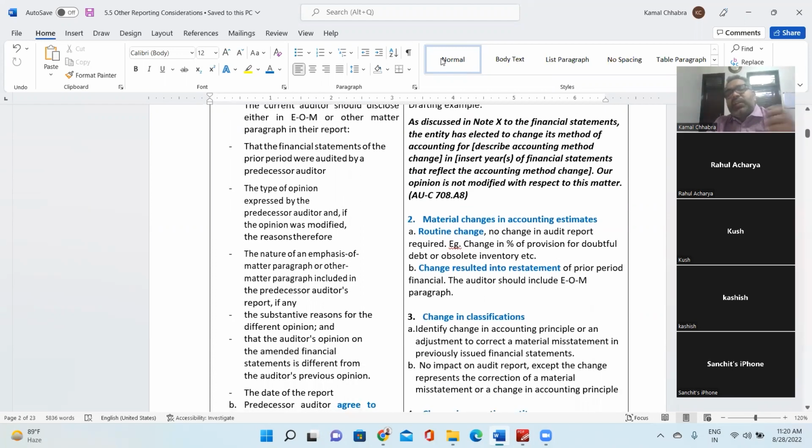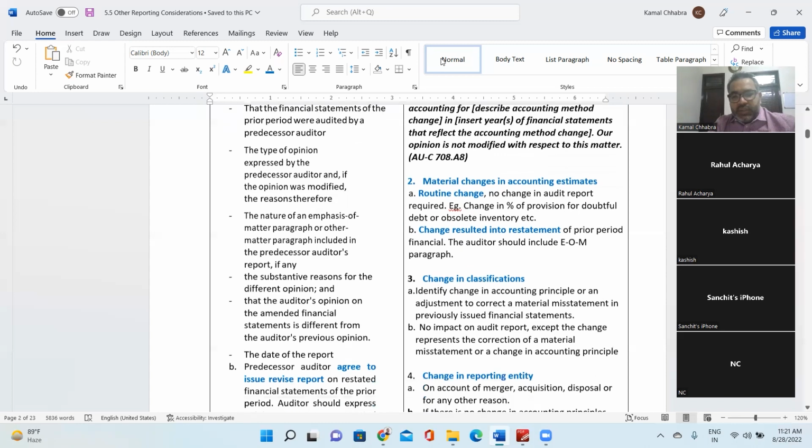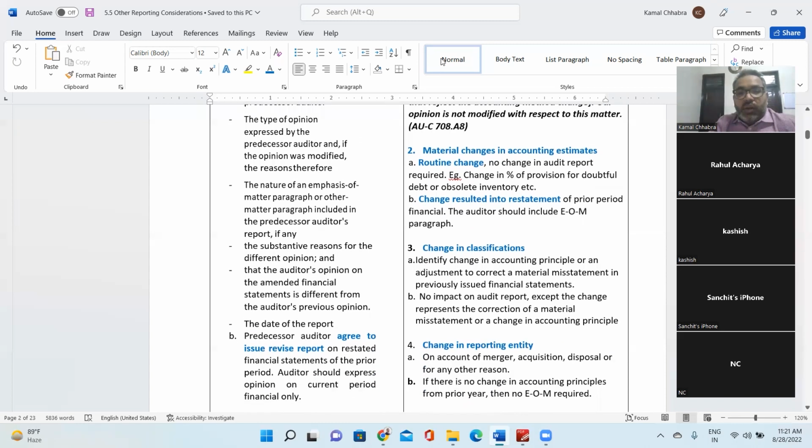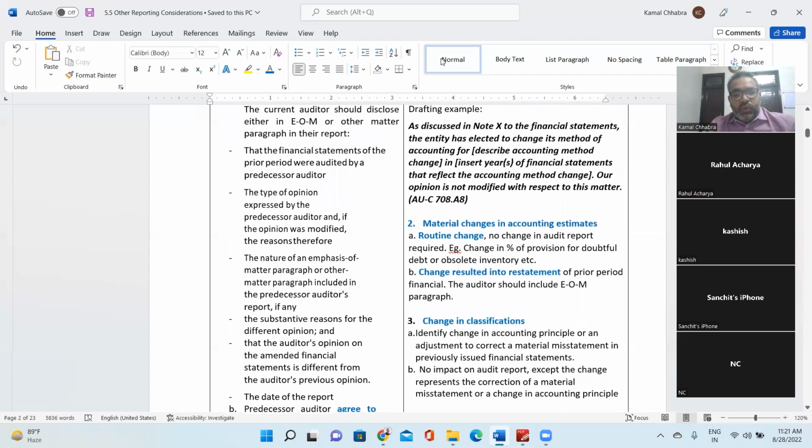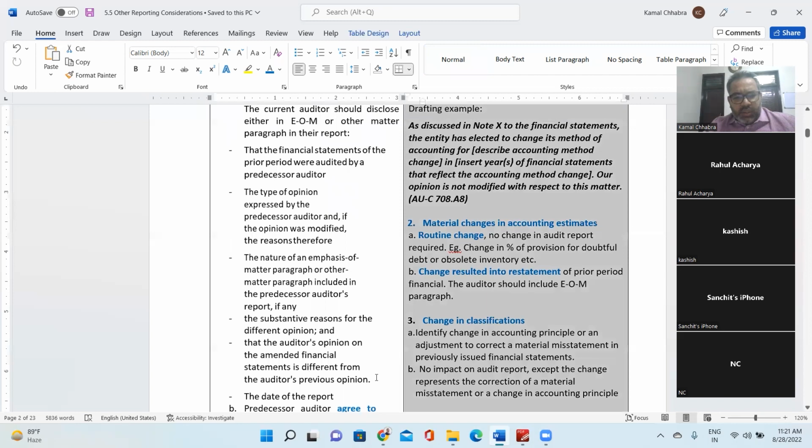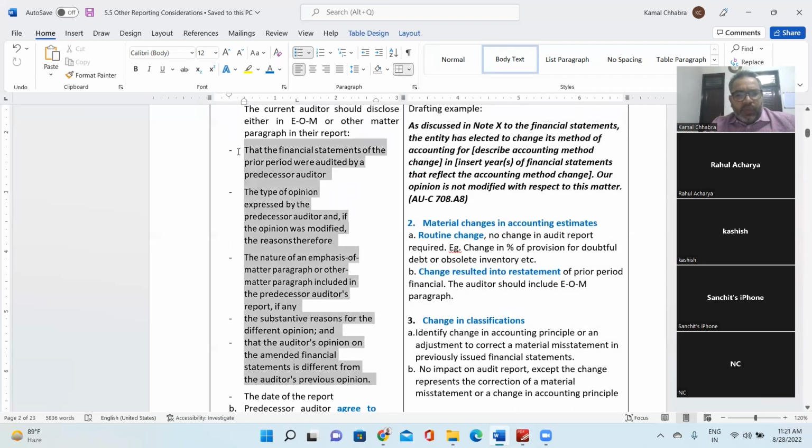In that, you'll be mentioning that the financial statements of the prior period were audited by a predecessor auditor, and the type of opinion expressed by the predecessor auditor, and if the opinion was modified, the reason thereof. The nature of any emphasis of matter paragraph or other matter paragraph included in the predecessor auditor report, if any. So first you need to give the reference of the predecessor auditor report and whether that report was issuing a modified opinion, qualified opinion, adverse opinion, or was there any emphasis of matter paragraph in that report.